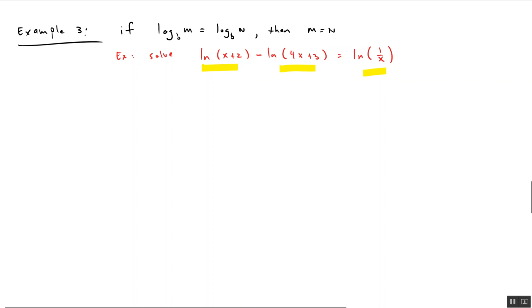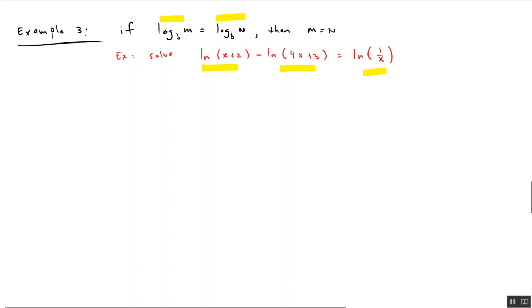We're going to use the rule that says if you have two logs that equal each other, and by the way, log base b can be anything. So in our case, the b, which is the base of the log, is e, which gives us a natural log. So don't let it bother you that in our rule we have a log base b, and in our problem we have an ln, because this rule applies to any base b.